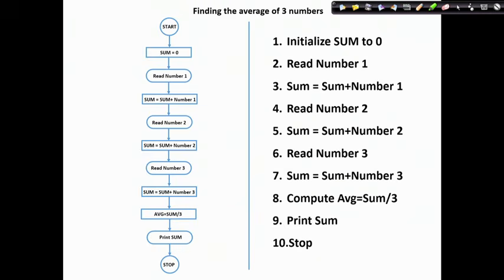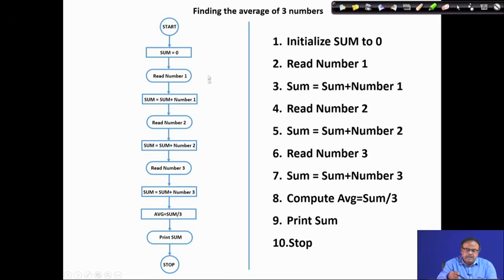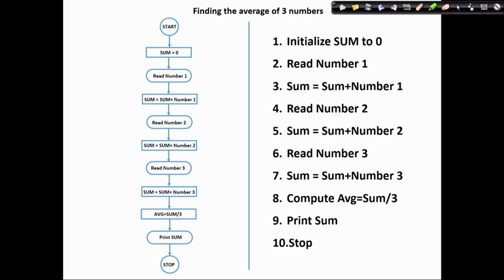Now, let us think for a second: suppose instead of 3 numbers, I ask you to find the average of 10 numbers. How would the flowchart look? Obviously, the same thing that I have done here: read number 3, read number 4, read number 5, read number 6, and it will go on and on. Had it been 100 numbers, it would be even larger. I do not have so much paper to waste. Can I express it in a much better way?